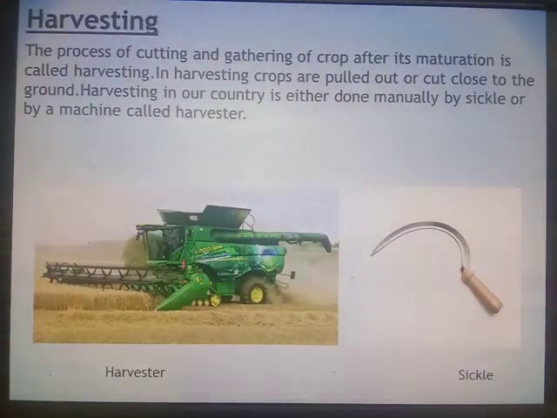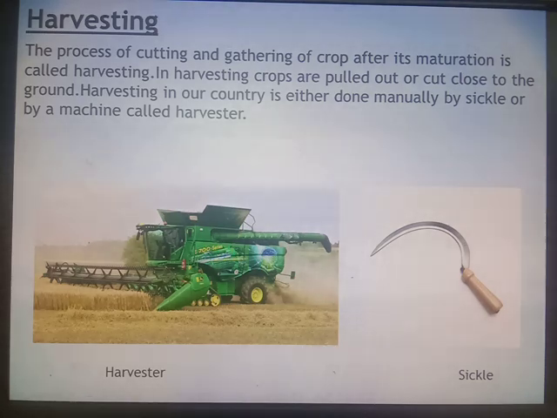Now, when the control of weeds and pests is done, the next step, before storage, is harvesting. What is harvesting? The process of cutting and gathering of crop after its maturation is called harvesting. In harvesting, crops are pulled out or cut close to the ground.